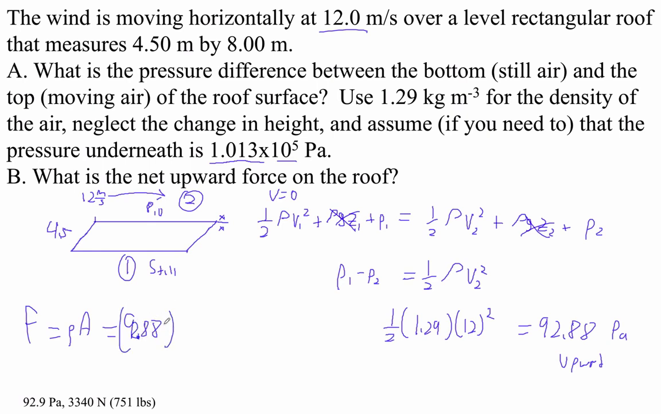92.88, right? And that's newtons per square meter, right, is really what it is, times the area of the roof in square meters. So 4.5 meters by 8 meters. This is 92.88, same number as this, right? Okay, so take that number, multiply by 4.5, multiply by 8, and I get that that force is equal to 3343.68 newtons, which if you want to figure that out in pounds, divide by 4.45. That's 751 pounds.